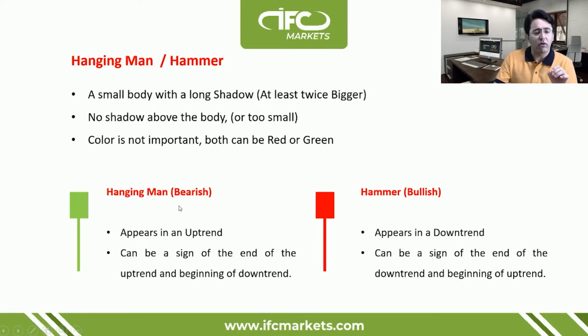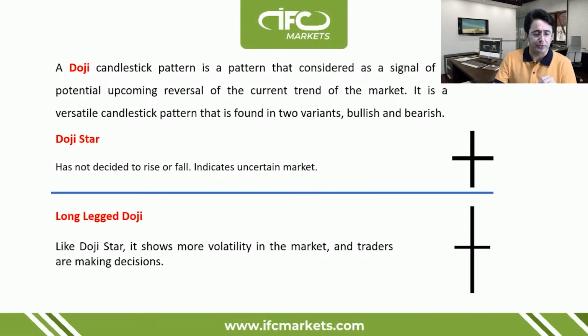The hanging man is bearish. Why? Because it usually appears in an uptrend, at the end of the uptrend, and it signals that the uptrend is going to end and it will be the beginning of a downtrend, and vice versa. The hammer is bullish and usually appears at the end of the downtrend, and it tells us that the downtrend is going to end and we are going to start the uptrend from there.